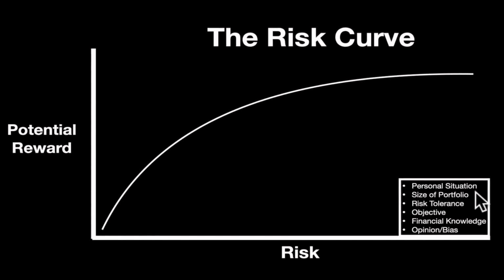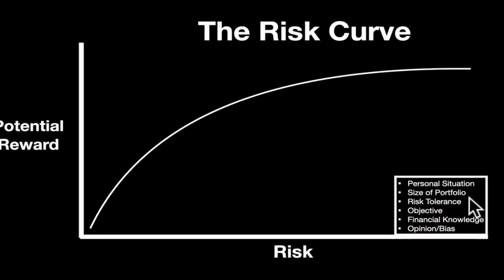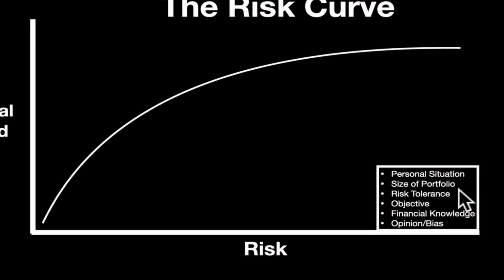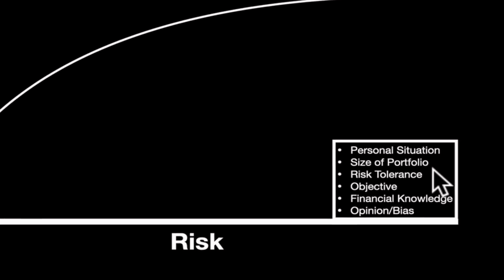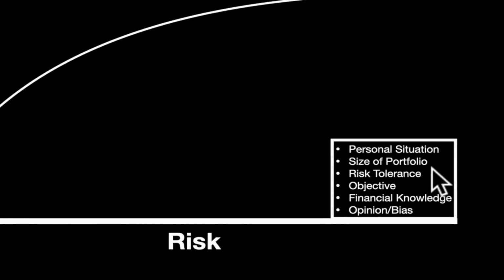Some people have a high income, some people have a low income, some people may have lost their job, some people may have just got a high paying job. We have the size of the portfolio. A $10,000 portfolio is probably going to be very different to a $100,000 portfolio, which is probably going to be different to a $1 million portfolio.